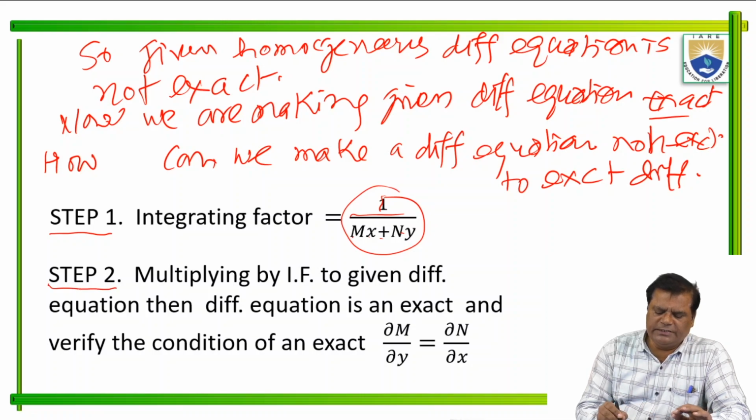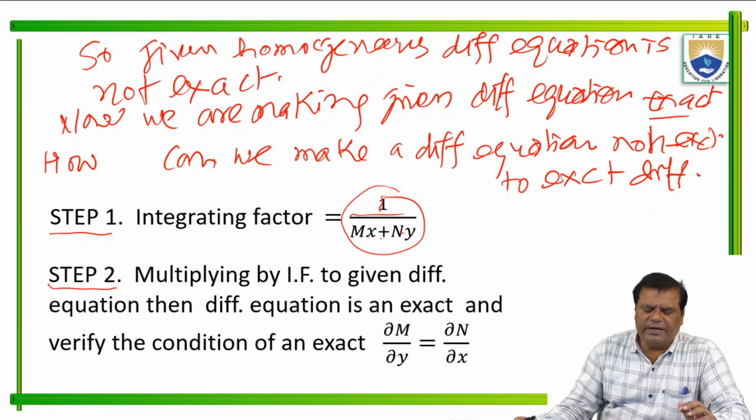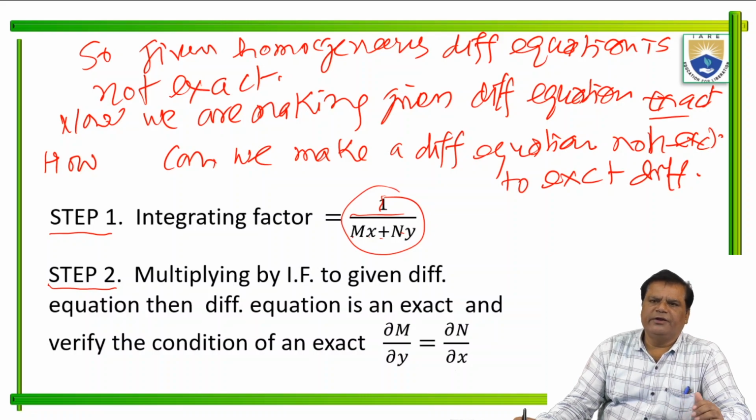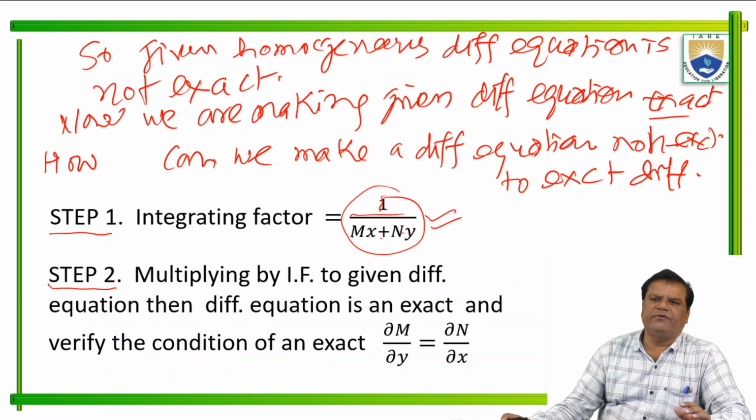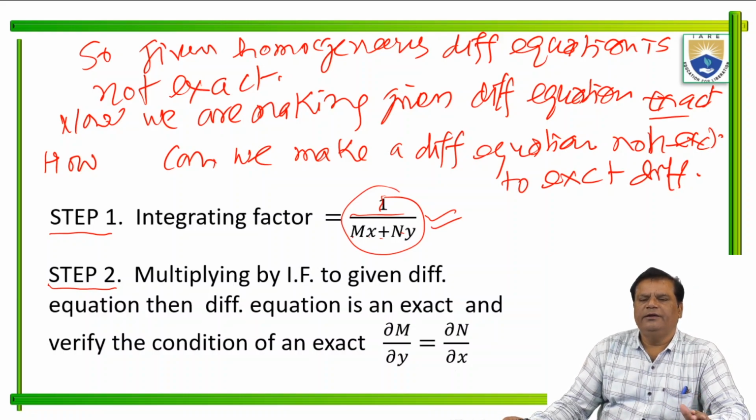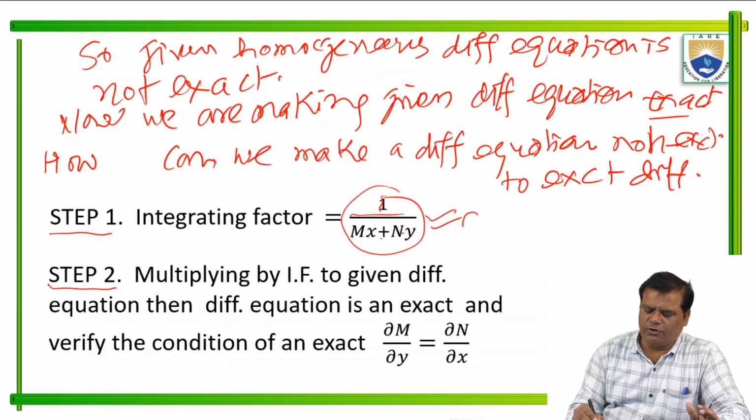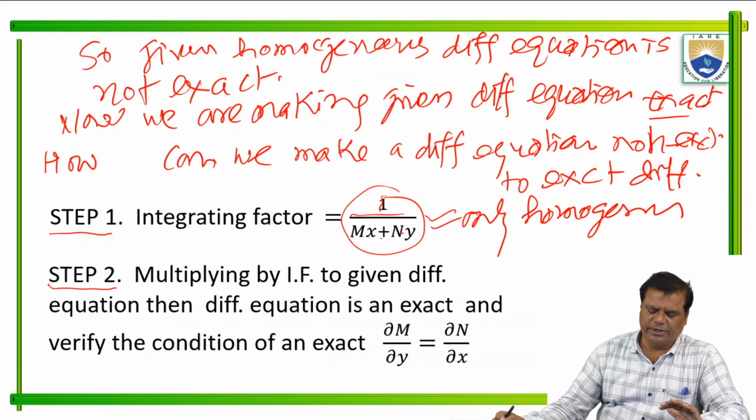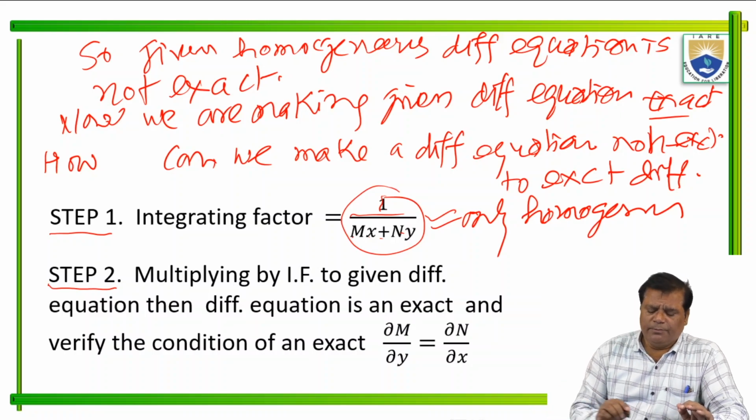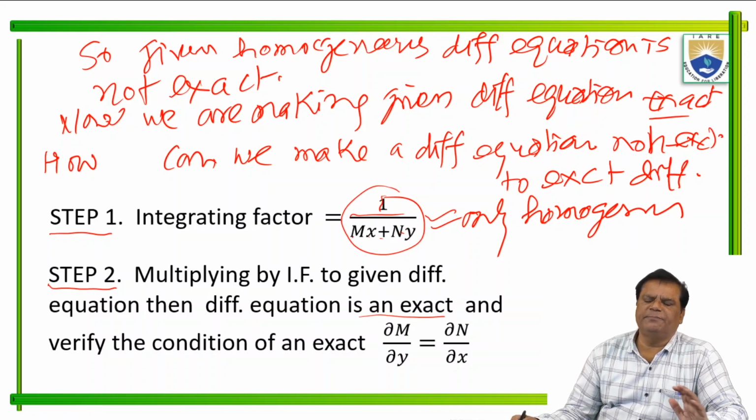In step 1, we are considering an integrating factor, that is 1 upon Mx plus Ny. Okay, this is the formula for the integrating factor for only homogeneous differential equations. Now step 2, multiplying this integrating factor to the given differential equation in each term. Then the differential equation is exact 100%.